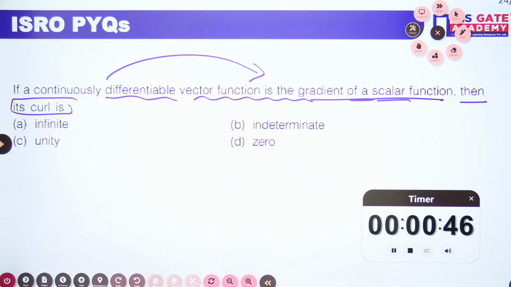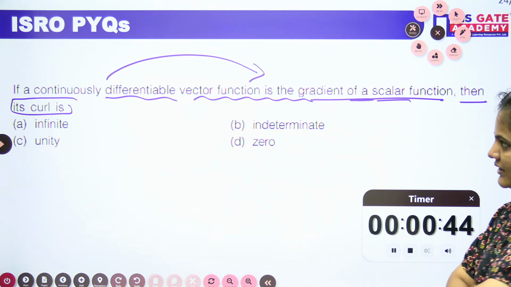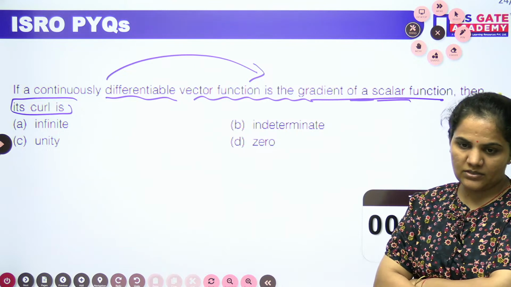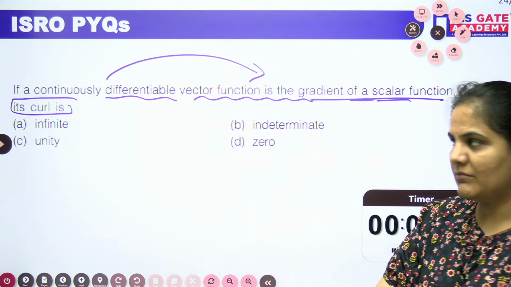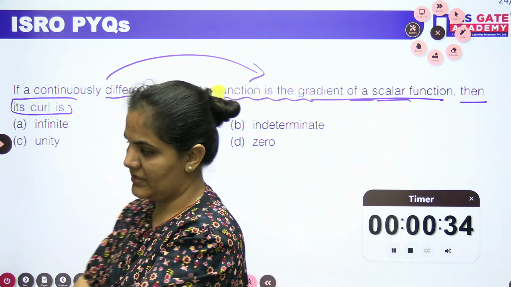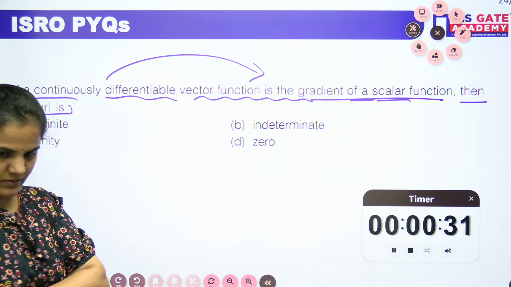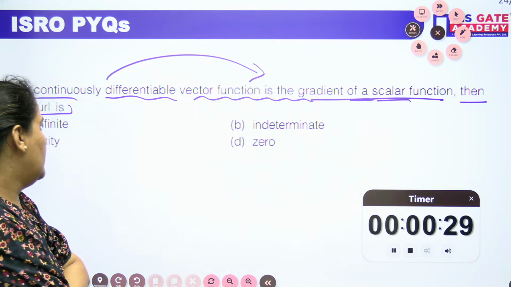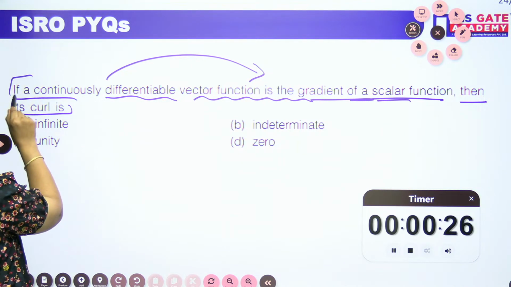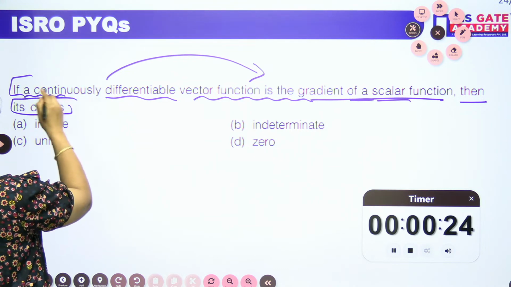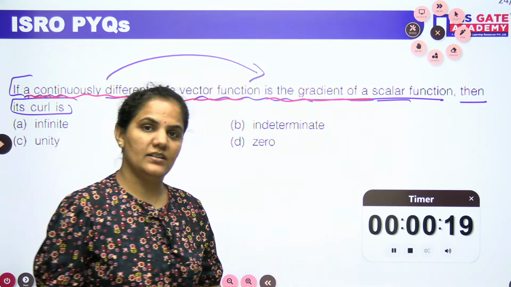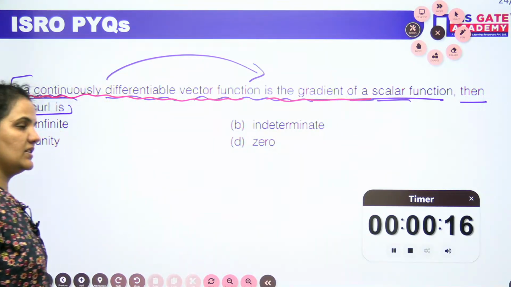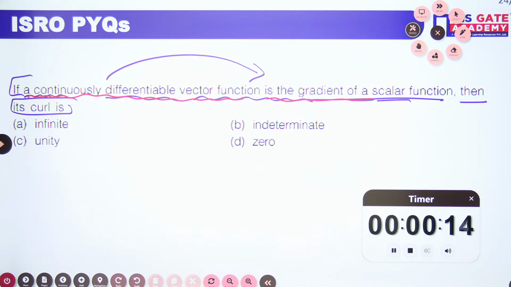As we already know, one property is that the divergence of curl is 0, and the curl of gradient is also 0, but still you can try. If you still have doubts, then we will have a detailed discussion. As it is mentioned, a continuously differentiable vector function is the gradient of a scalar function. So for the gradient of a scalar function, you can take any function phi.